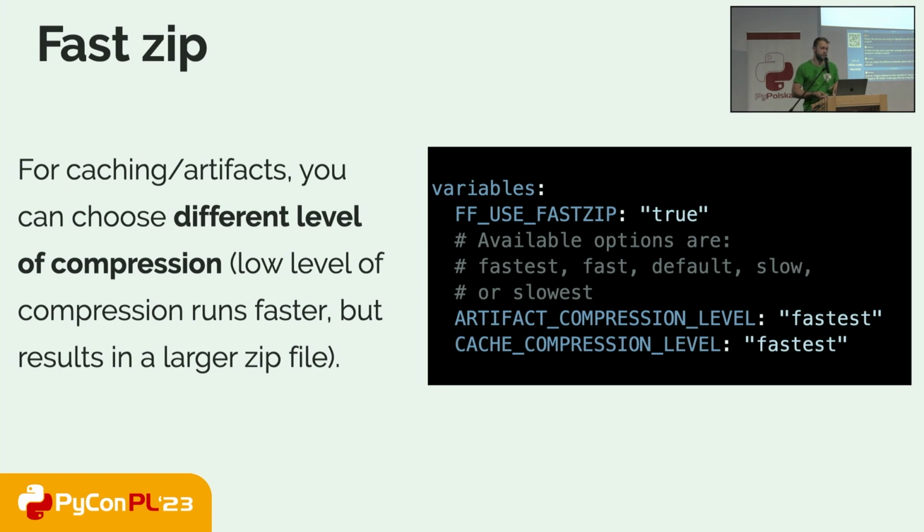But it also plays nicely with the previous tip about the caching policies, because let's say you have a policy where you pull your cache in many jobs, but you push it only once or only in a few jobs. So in this case, it makes sense to actually select the slowest compression method, which will take longer to create a cache, but it will also result in a smaller zip object, and it will be much faster to download this zip multiple times.